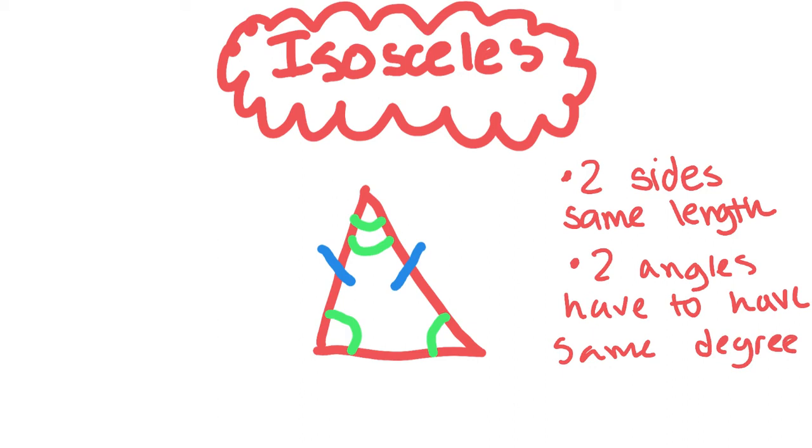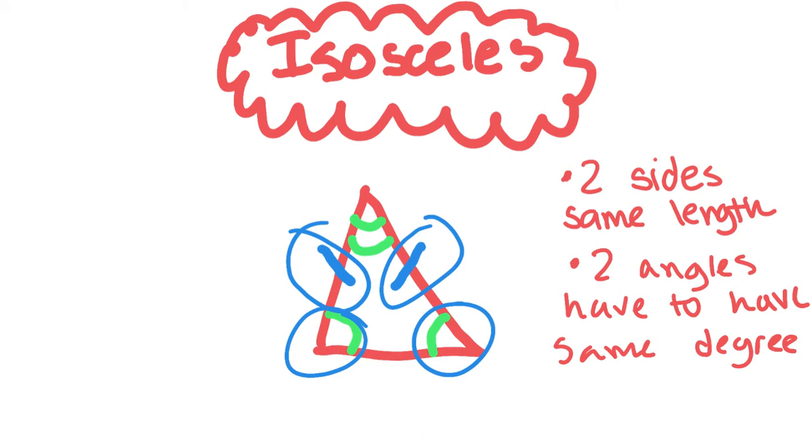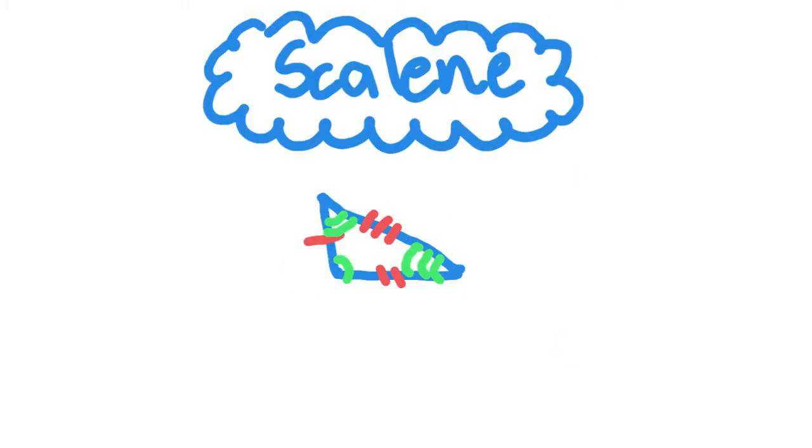Okay, so in the triangle I drew, the two sides that have the same length are this one and this one. And the two angles that have the same degree are this one and this one. It's okay for a triangle to be isosceles and have an angle or a side that doesn't equal the other ones, as long as at least two sides or two angles are the same. Two sides and two angles are the same. That makes an isosceles.